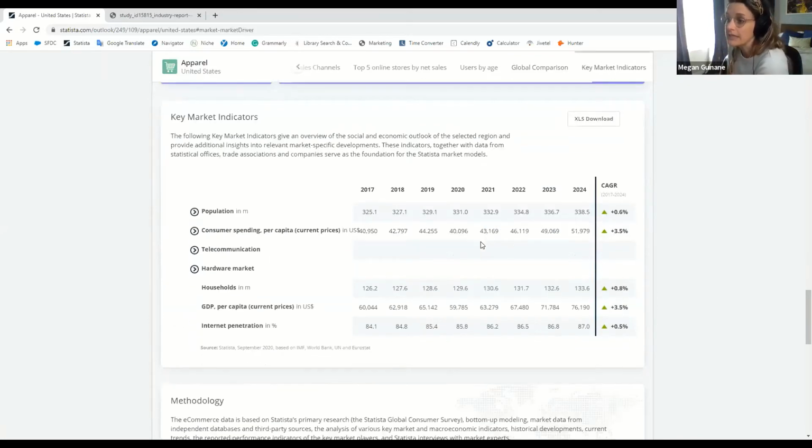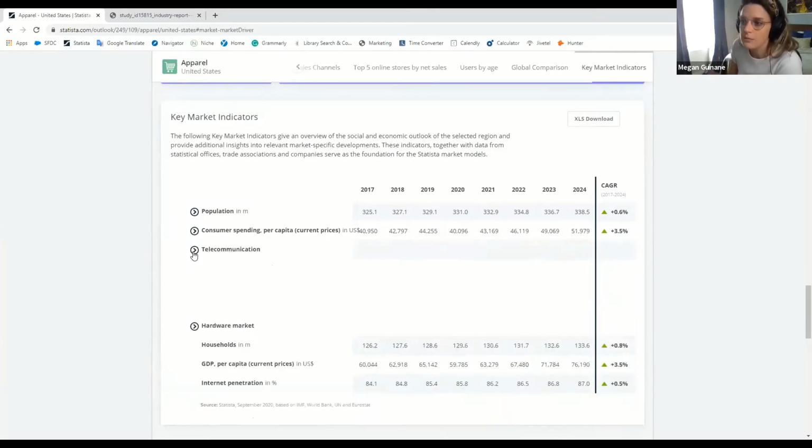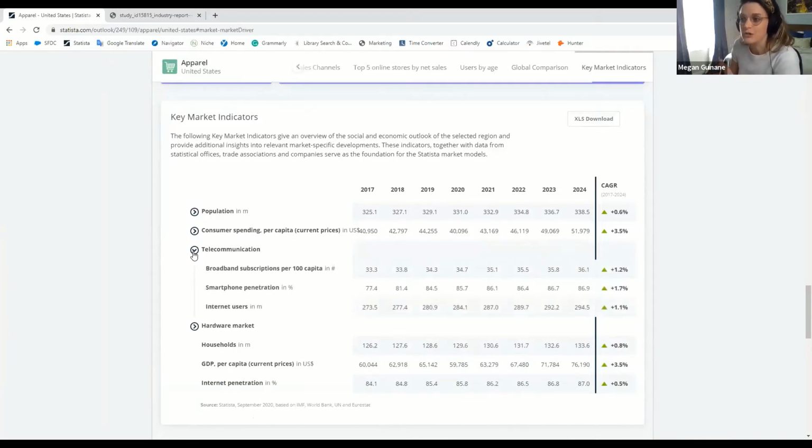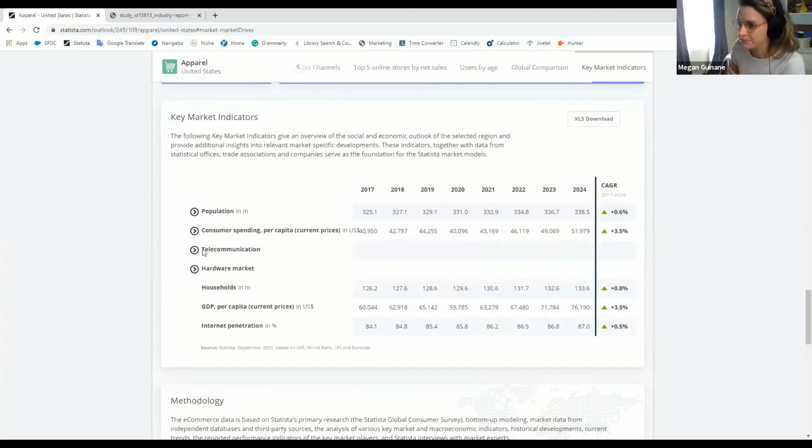Again, the key market indicators, these are a little bit different because we're talking about e-commerce. So this considers the population, again, what people are spending in the United States, what are they spending their money on. But this also measures the access to telecommunication. So where do you shop? On your phone, on your computer? You're going to need access to either a smartphone or a broadband subscription. So that is helpful as well. And again, right here, that can be downloaded. All right, going back to the PowerPoint.